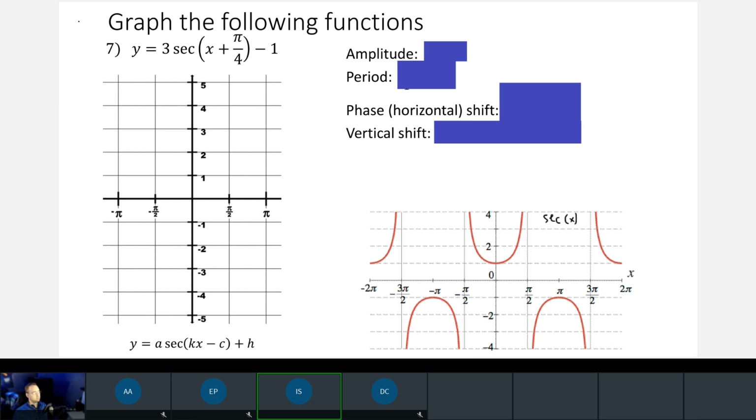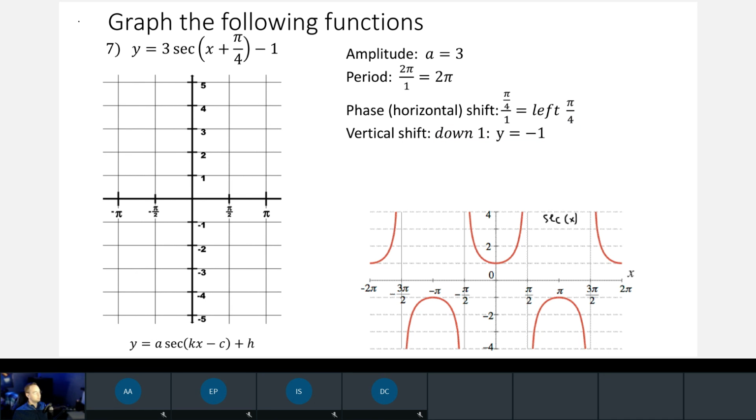Okay, so the amplitude is 3. The period is pi. Sorry, it's pi over 2. The horizontal shift is to the left pi over 4, and the vertical shift is down 1. All right. So I would probably graph your asymptotes first.